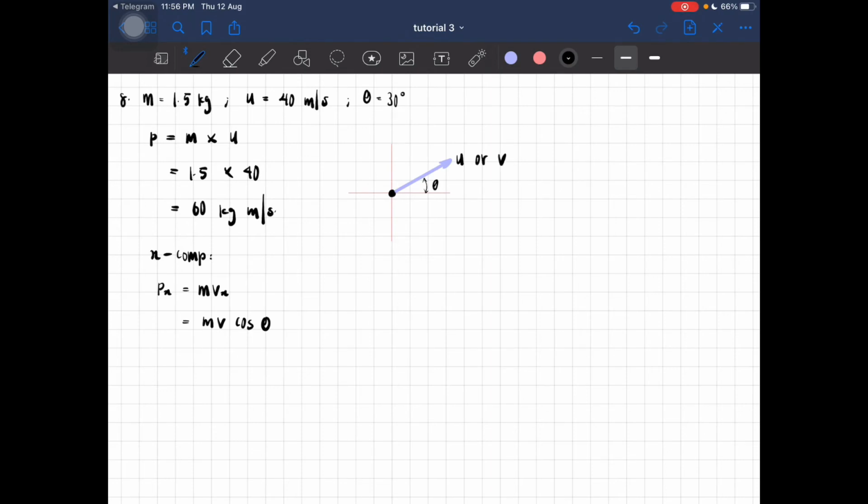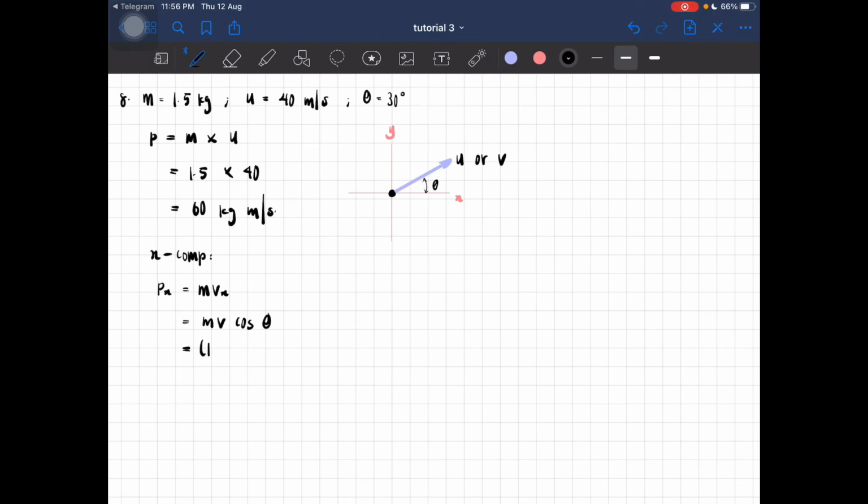Okay, so we know that based on this, we have to resolve this into x and y component. So this is our x, this is our y axis. Okay, so I'm sure you are able to resolve this. This is chapter 3 already. So that was chapter 1. You should be able to resolve into x and y component.